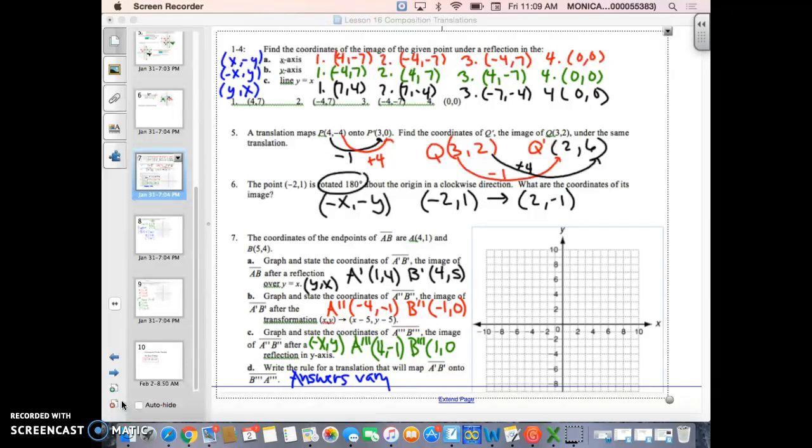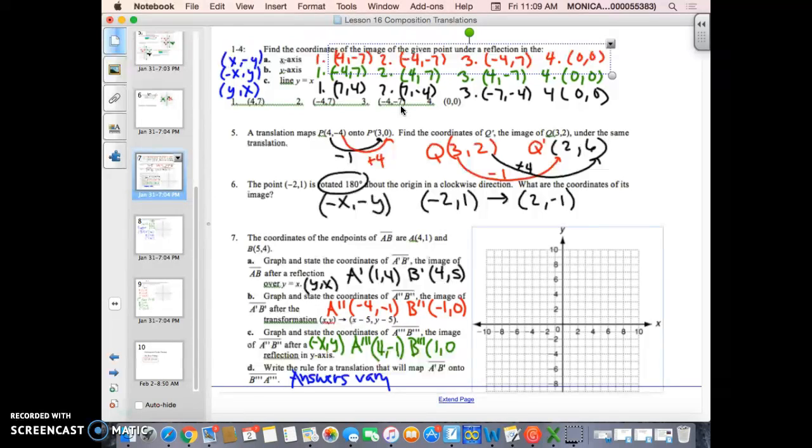You can kind of see how when the rule is x comma negative y, that doesn't mean that the y always goes negative. It means that you change the sign of the y. So if you look at number 1, the y was positive, so it went negative. And if you look at number 2, the y was positive, it went negative. And if you look at number 3, the y was negative, and it went positive. Translation, if I give you the 2 points, you need to figure out what happened to the 2 points to get to the new point. So I noticed that 4 minus 1 is 3 and negative 4 plus 4 is 0.